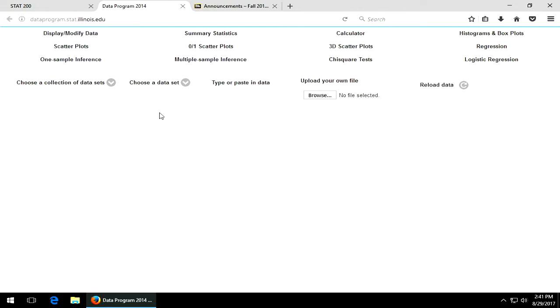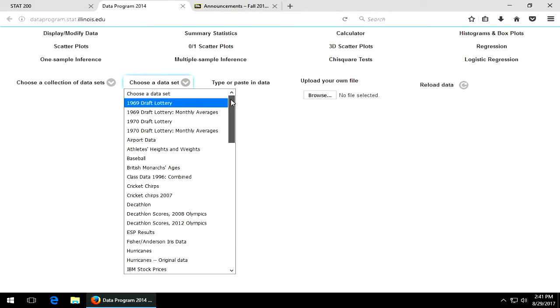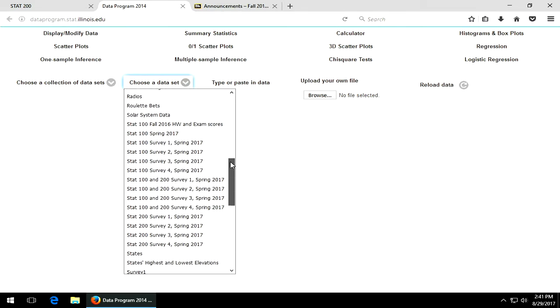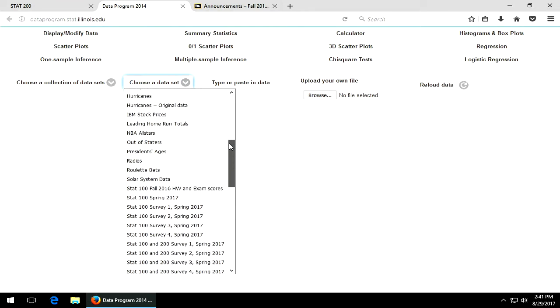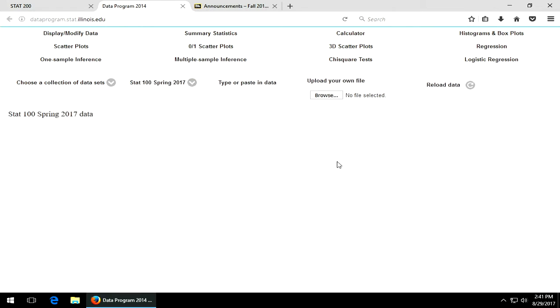So let's just choose a data set, and we have lots of data sets here. I just want to see what this looks like. Let's look at our Stat 100, spring 2017 data. We've already done a slight variation on this in Stat 100 last semester. We've been collecting data for a year in Stat 100, where there's an online version, and it's basically the same deal as what you're going through now. Okay, so we've got data on this, so what should we do?